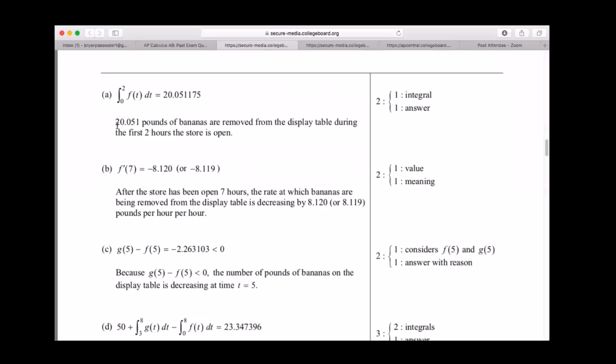This little piece down here, the sentence, was not necessary. The College Board likes to just always interpret their answers, but it didn't ask you to do that. So this first line that we're looking at would have gotten both of those points absolutely.